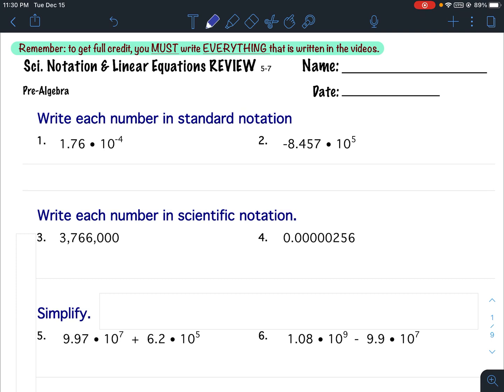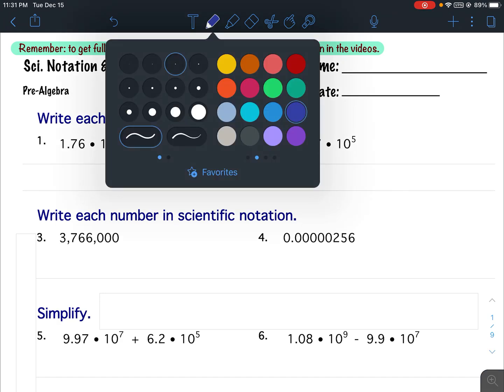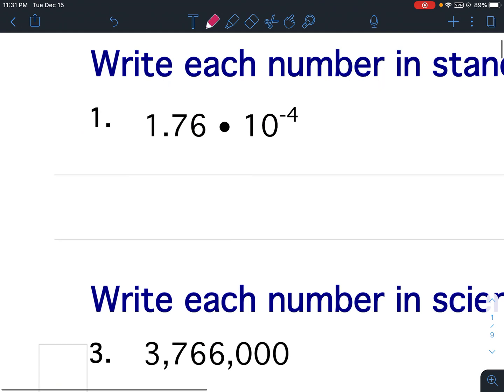Okay. So, questions 1 through 4 are dealing with scientific notation. For 1 and 2, we're going to go from scientific notation to standard notation. And for 3 and 4, we're going to go from standard notation to scientific notation. Negative exponents means I'm going to move my decimal to the left.